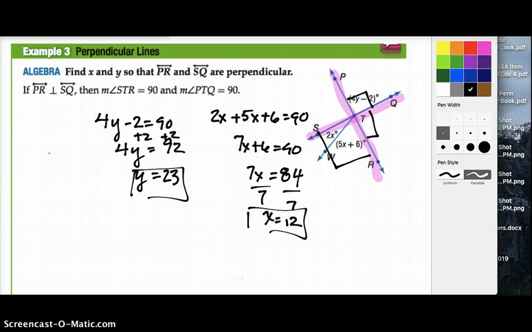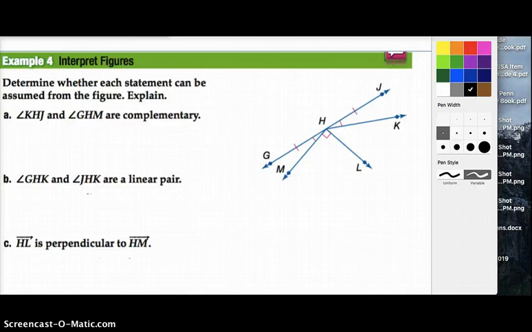Let's look at another example. In this example, we're going to determine if these statements are true given the picture. So KHJ, can KHJ and GHM be complementary? Complementary means that when I add them up, I get 90 degrees. I see this is 90 degrees, but I have no real information to determine that, so I'm going to go with a no here. Here is GHK, that's this angle here, and JHK, a linear pair, and the answer is yes, because we can see that they form a straight line.